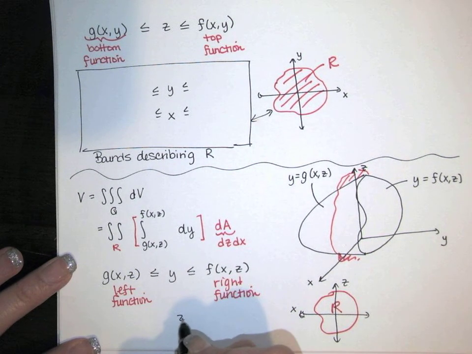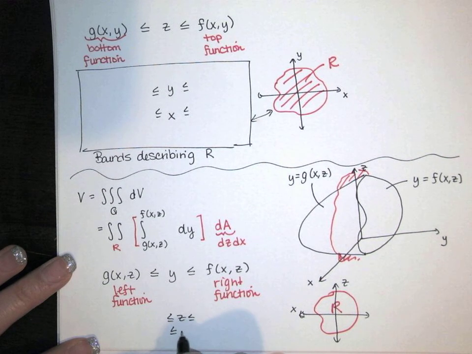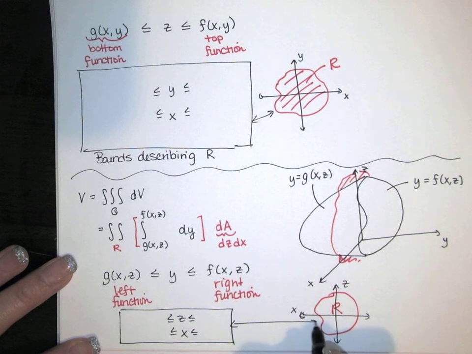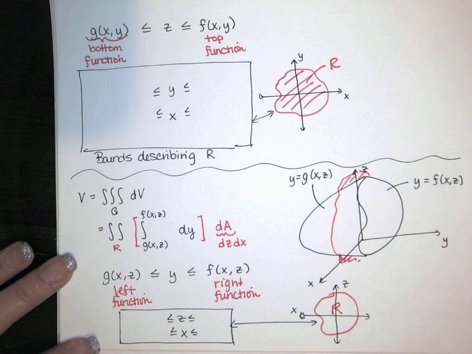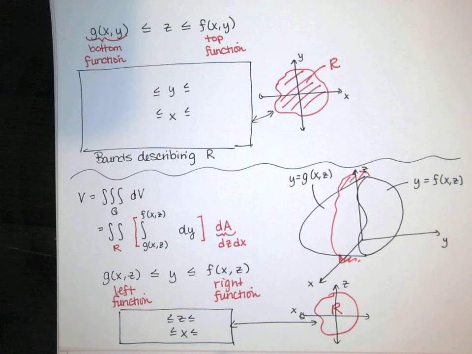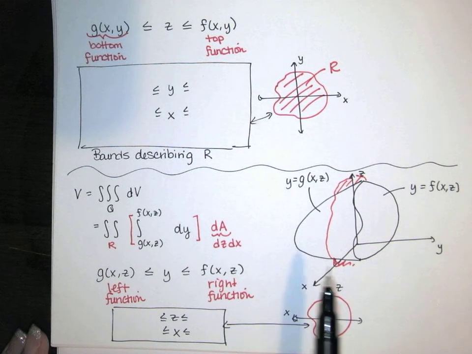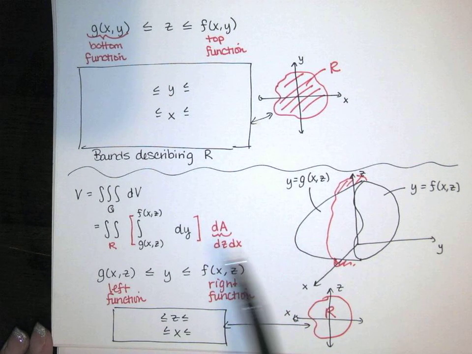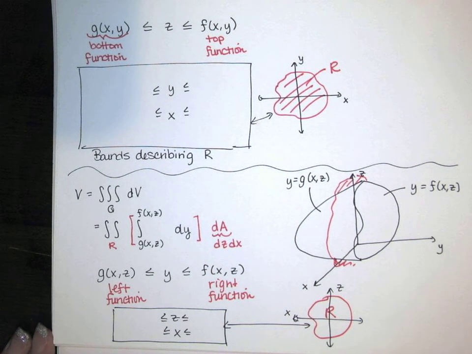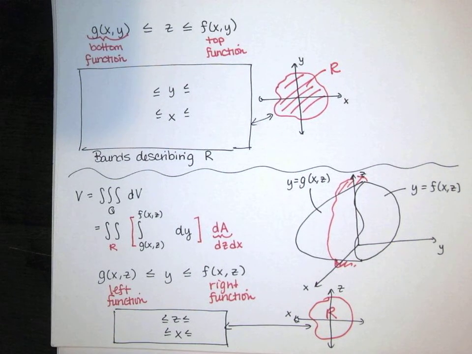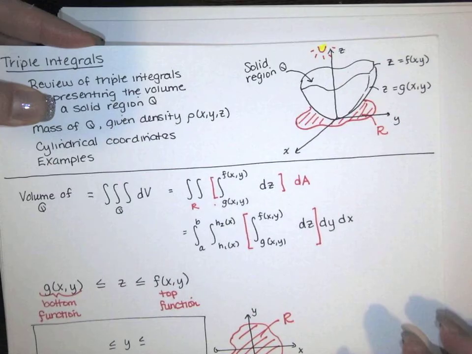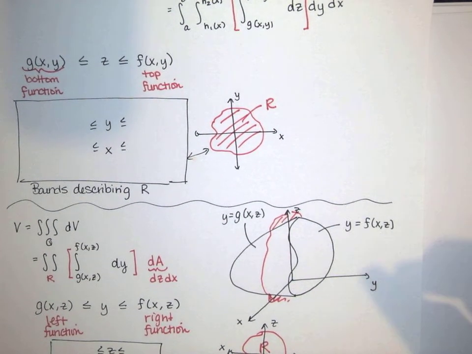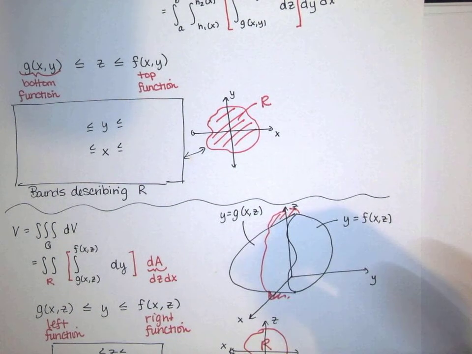Now you've got choices for that one as well. Z can go from a function of x to a function of x, and x can go from a constant to a constant, or vice versa. But these are bounds that describe that region R. But notice that the projection this time is onto the xz plane because I let y go from a function to start. So y went from this left function to right function, and then we project onto the xz plane. So that's one way to represent volume. Okay. So we let z go from a function to a function and project onto the xy plane, or we let y go from a function to a function and we project onto the xz plane.